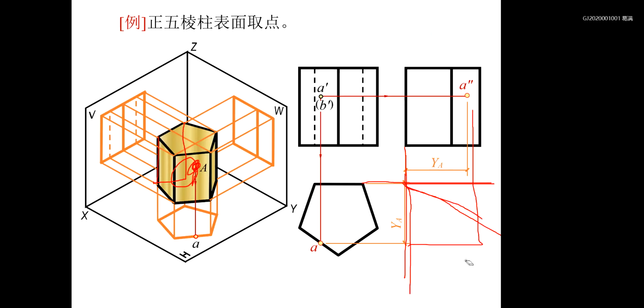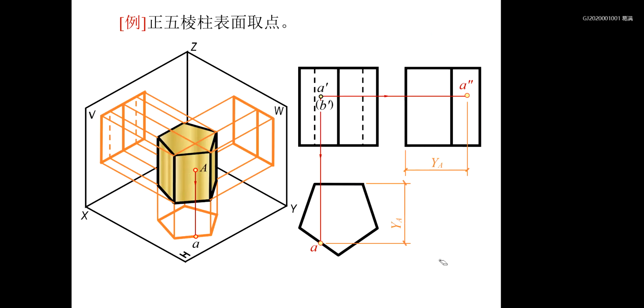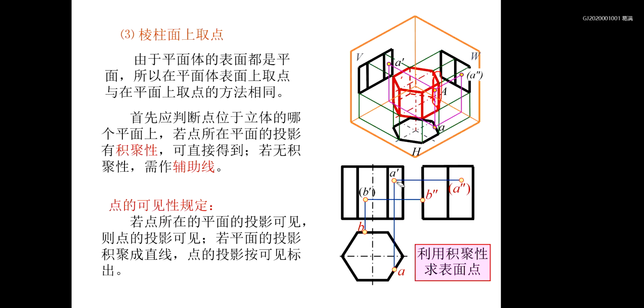Question: if this A is visible, how come the A on the previous diagram was not visible? If A is not visible, then A should be on the back plane. No, I'm talking about the previous diagram. You mean the previous one, before this one? Yes. How come A was not visible? You mean this one? Why A is not visible?